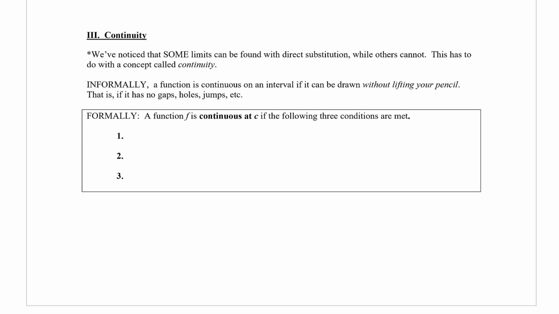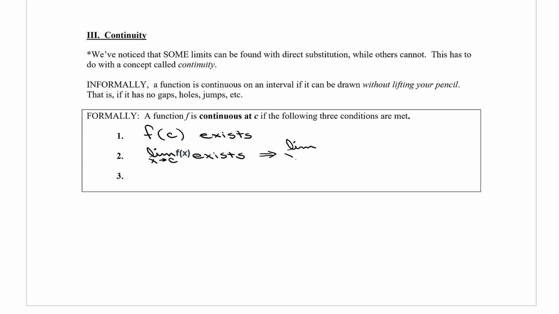Formally, a function f is continuous at c if the following three conditions are met. 1. F of c exists. 2. The limit as x approaches c of f of x exists. And if this limit exists, then that means that the limit as x approaches c from the right is going to be equal to the limit as x approaches c from the left.